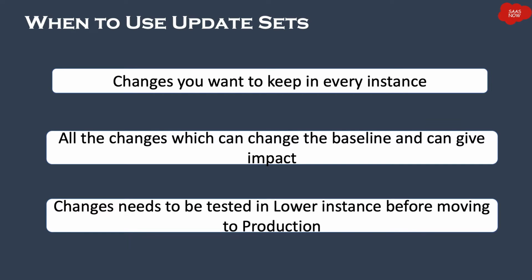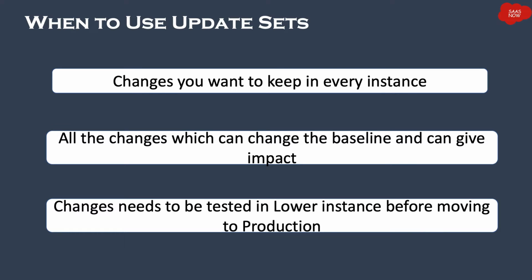You have to use update sets when changes can alter the baseline and can have an impact. Any change that can have an impact has to be done with update sets. It should not be done directly in production. The reason I mention why we need update sets is that you should not make these changes directly in production. That's why we have update sets, so that you can make those changes in a lower environment, which is kind of a replica of production, and then move them to the different instances, even production, after testing as well.